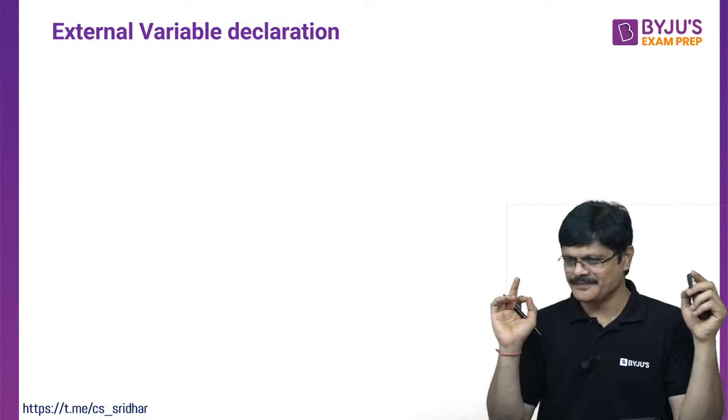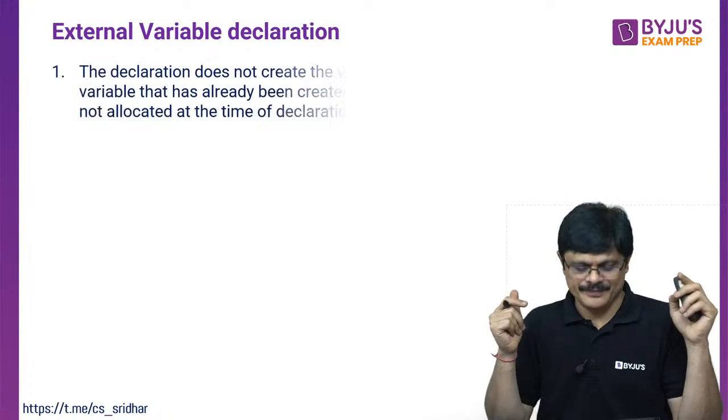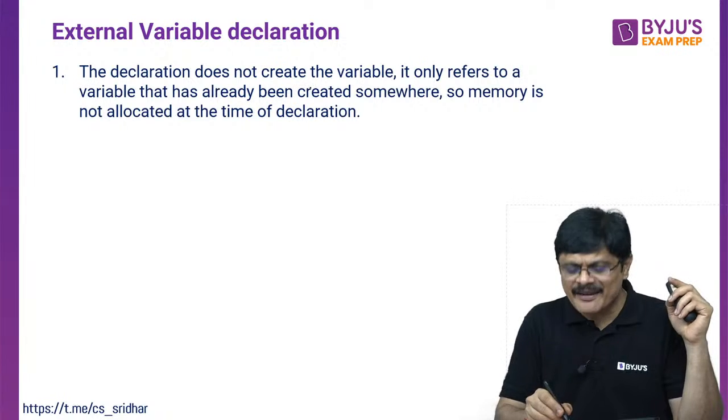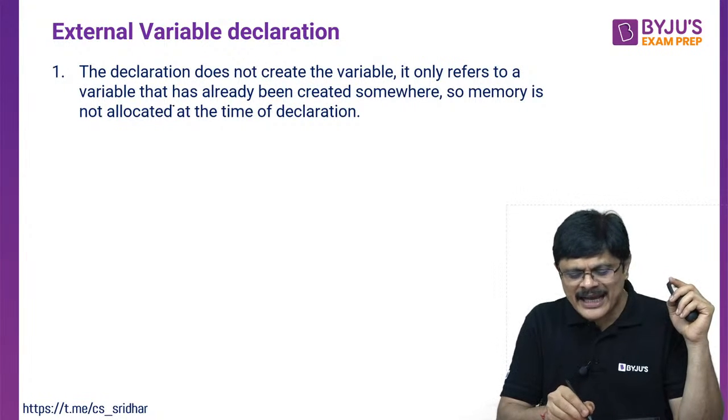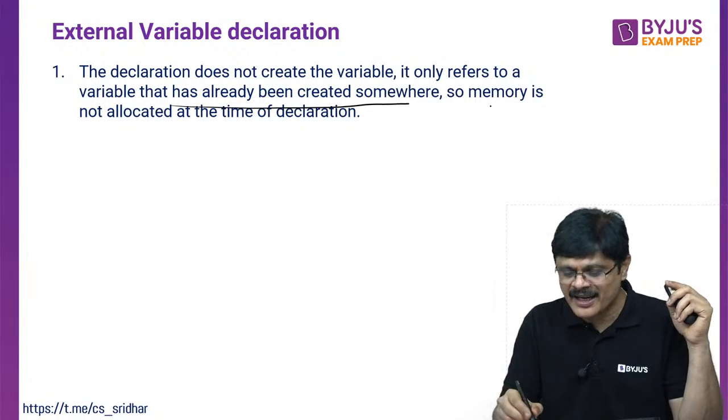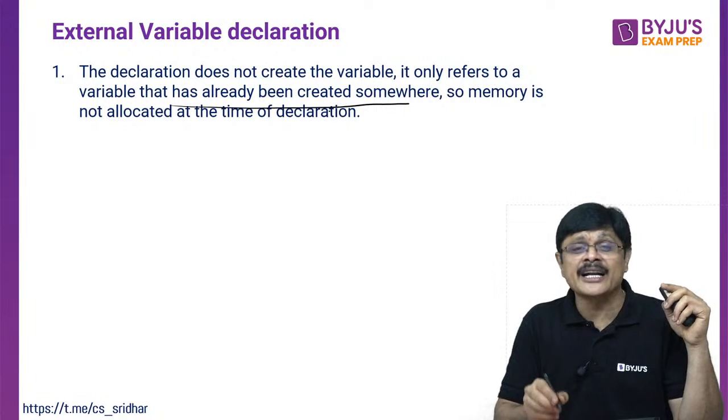It has to be declared outside all the functions. The definition must be outside of all the functions. They are global variables, my dear friends. Got it? Now, declaration. The declaration does not create the variables. It only refers to a variable that has already been created somewhere. So, memory is not allocated at the time of declaration.